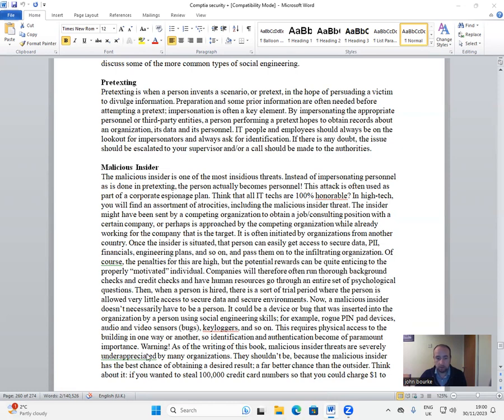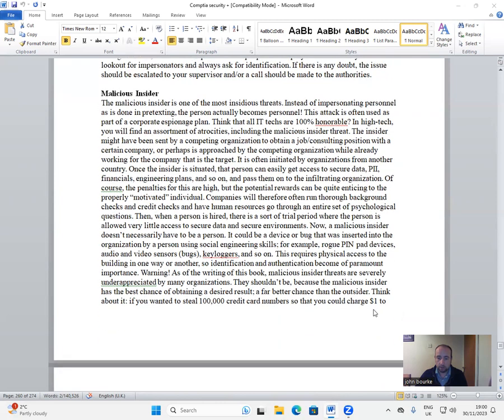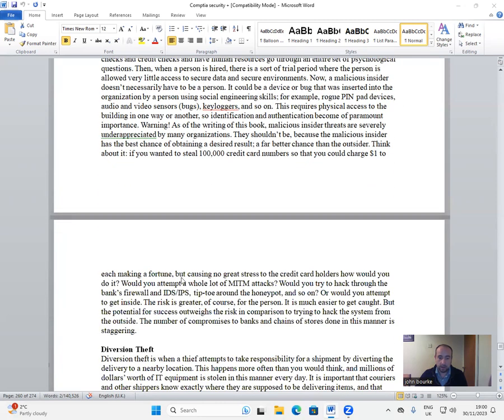of paramount importance. Warning: as of the writing of this book, malicious insider threats are severely underappreciated by many organizations. They shouldn't be, because the malicious insider has the best chance of obtaining a desired result, a far better chance than the outsider. Think about it. If you wanted to steal 100,000 credit card numbers so that you could charge $1 to each of them, making a fortune but causing no great stress to the credit card holders, how would you do it?